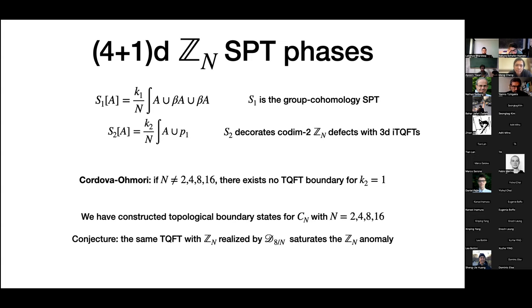So now, I'll state as a conjecture that the same TQFT with ZN realized by these gauged superconductor defects saturates the anomaly of the Bianco-Maggi ZN SPT.